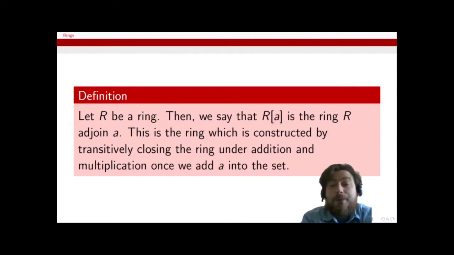Something new for rings that we didn't really talk about with groups is that we can talk about taking a ring and adjoining an element a. So we would say R adjoin a is going to be the ring which is constructed by transitively closing the ring under addition and multiplication once we have added a into the set. So the idea is we take the ring, we just throw a new element in there, and then we transitively close it under multiplication and addition.